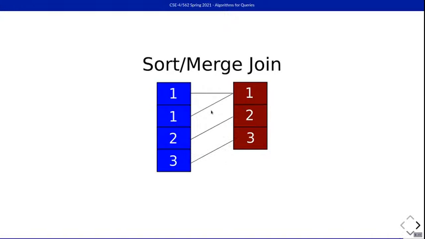The 3's pair up. We're going to peek at the next element from each of the iterators. We're done with the blue iterator. The red iterator has another 3. That's going to produce another tuple. We're going to peek again, and it turns out that the red iterator is done. We've reached the end, and there are no more tuples that can be produced out of this join.